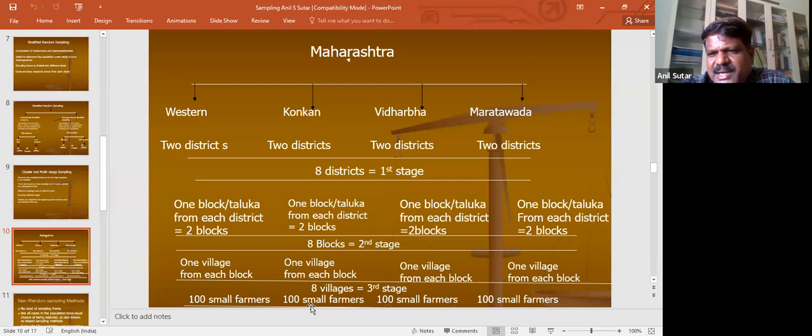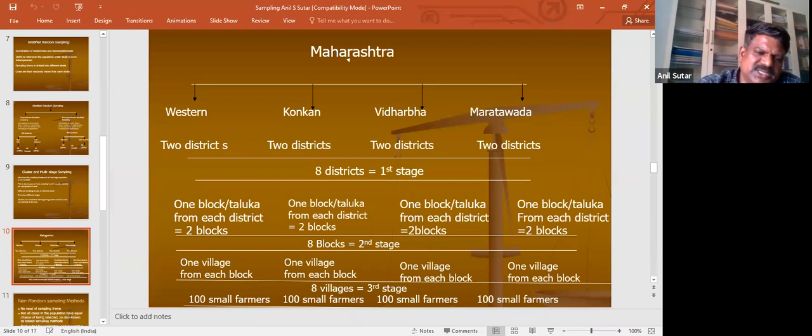How I arrived at 800, you can revisit the sample size determination formula. Then accordingly, we can plan it also. Whether you should select 50 farmers from each village, or 35, or 75, will be decided by your sample size determination. At the third stage you have selected villages. I could not actually show it here, no? The fourth stage is the 800 small farmers. Then you are actually interviewing the small farmers. That is the fourth stage.